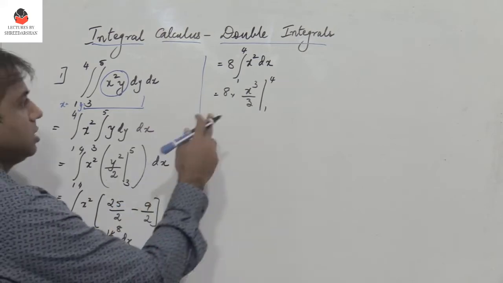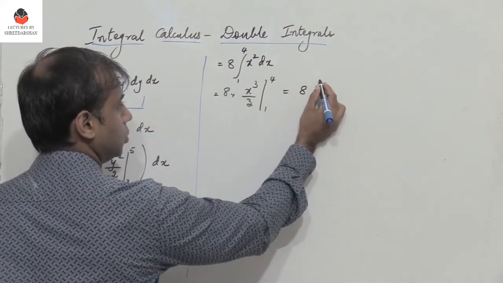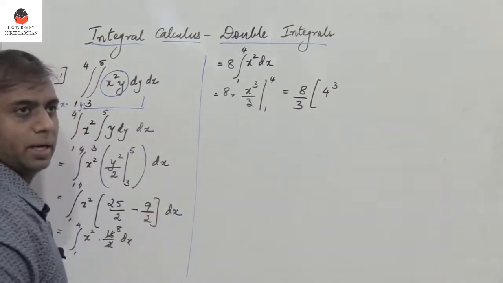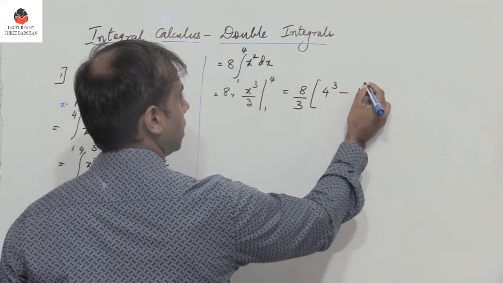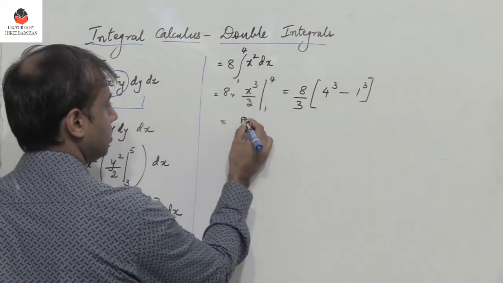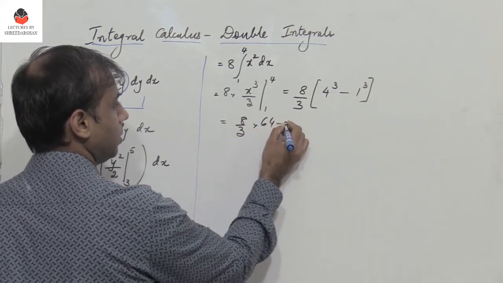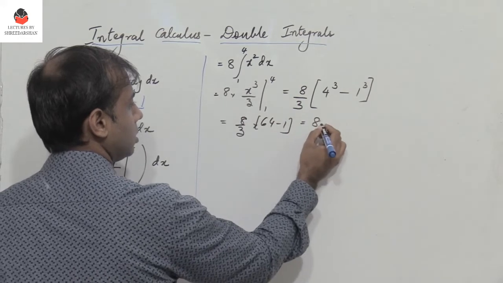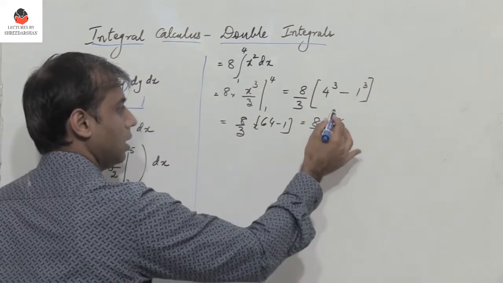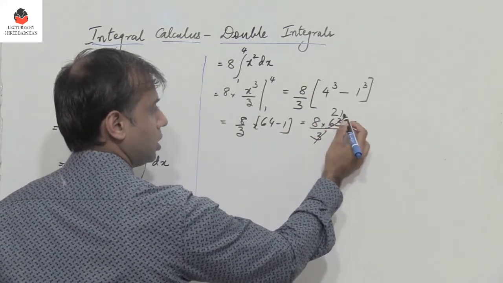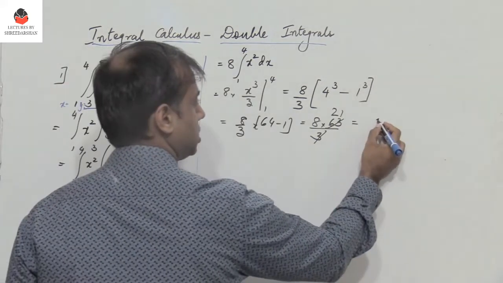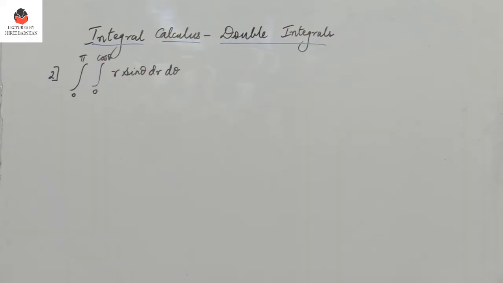So substitute x equal to 4. So I have 8 into 4 cube. So I can take this 3 outside the brackets. 4 cube minus 1 cube. Right? So 4 cube is 64. So you have 8 by 3 into 64 minus 1, which is 8 into 63 by 3. So I have 3 2s are 6, 3 1s are 3. So you get 21 into 8. So 21 into 8 is 168. So that's the answer.